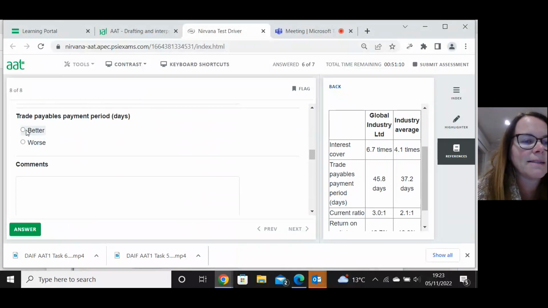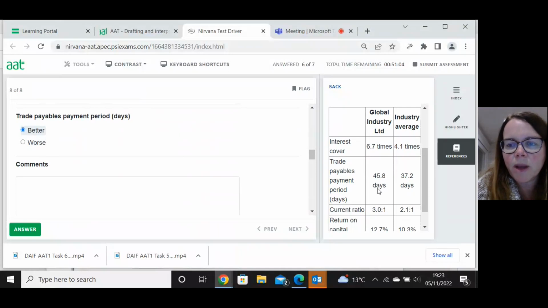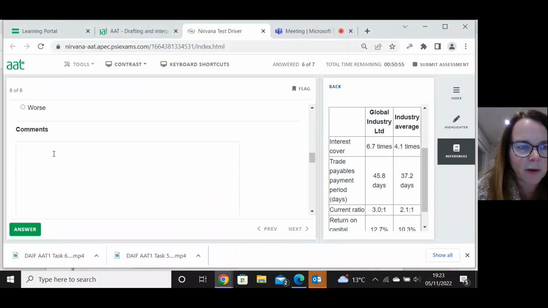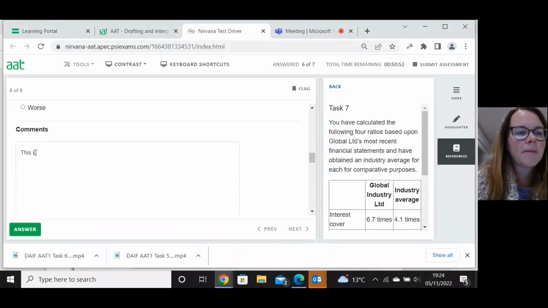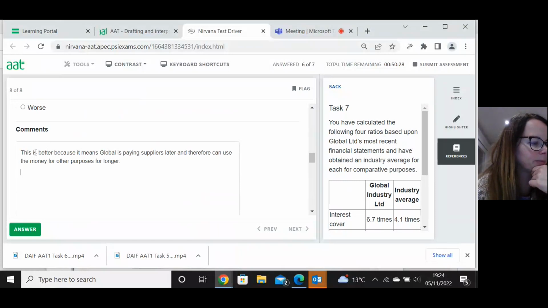They are saying that they want you to state it is better, right? So if the trade payable days is longer, we are saying in accordance with the AAT that it is better for that 1 mark. Right, you can't sit on the fence, you've got to tick one way or the other. So this is better because it means Global is paying suppliers later and therefore can use the money for other purposes for longer. So I'm explaining why it's better.